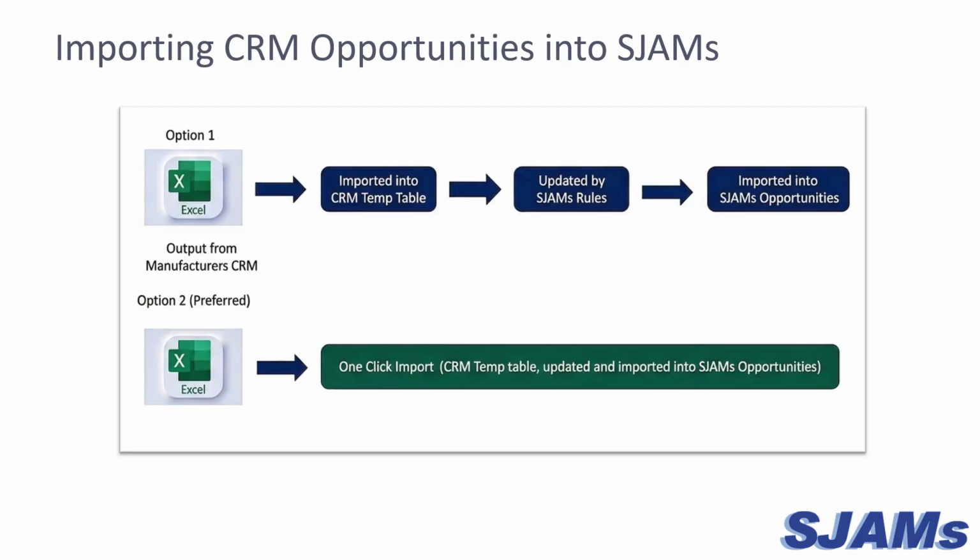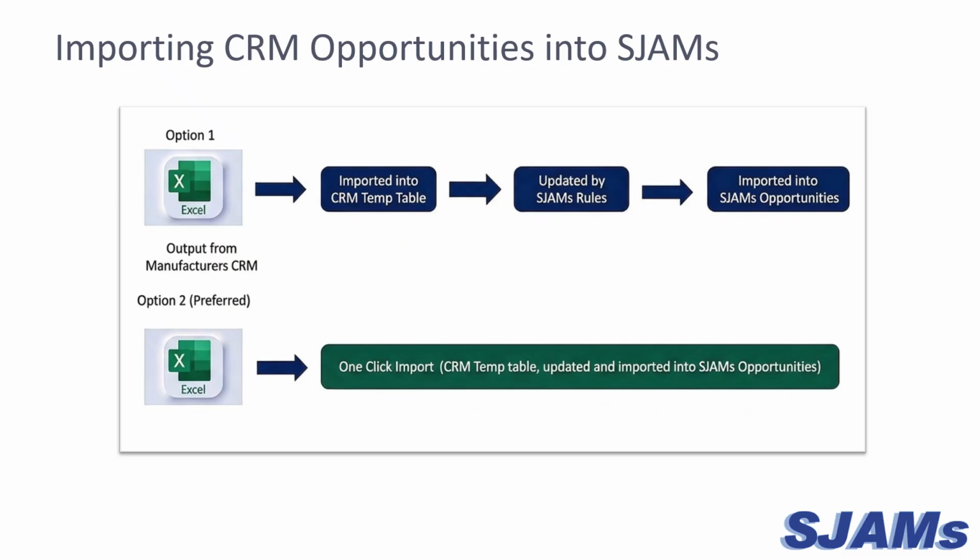Let's walk through how CRM opportunity data is brought into SJAMs. We export third-party CRM opportunities in an Excel format. These Excel files are then imported into a temporary CRM table inside SJAMs. Once the data is loaded into the CRM temporary table, we run a set of update and cleanup rules. These rules ensure the new records are aligned with the way we want to track opportunities internally.